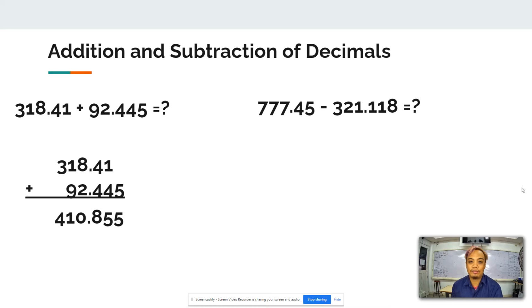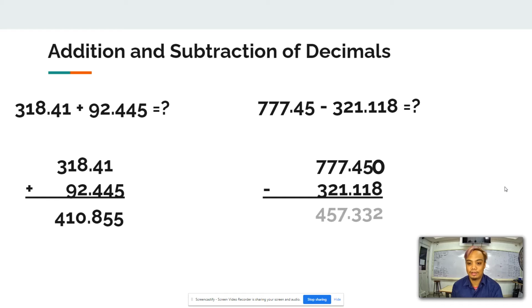For subtraction of decimals, we will do the same. We will align the decimal places, and then we will fill up the blank spaces with 0 because they have the same value. And now we are ready to execute the subtraction process. When we subtract these two numbers, we will have 457.332.